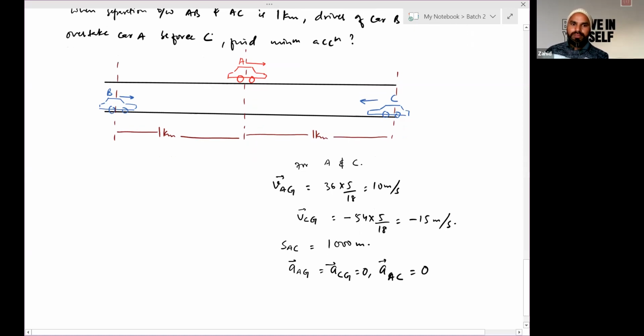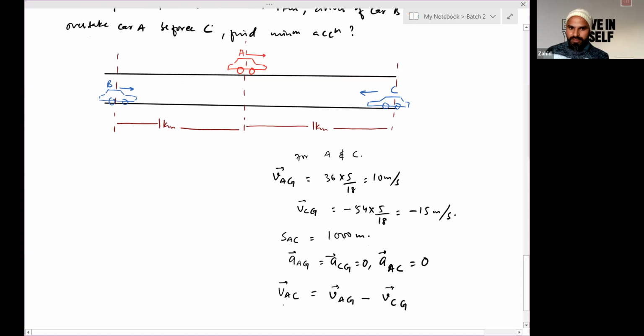So just use the second equation of motion, for which we have to find the velocity of A with respect to C. Velocity of A with respect to C may be defined as velocity of A with respect to ground and velocity of C with respect to ground. Both are defined with respect to the same reference, so there will be a negative sign in between.